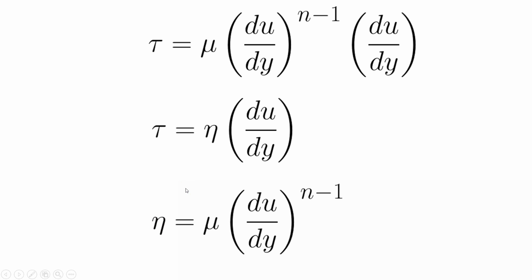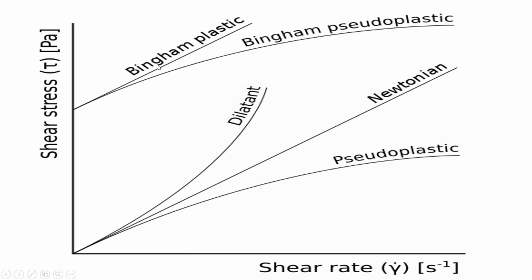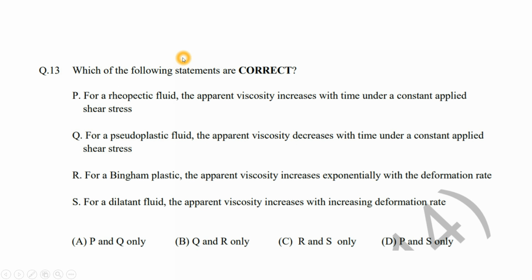You can see here, if we plot tau versus du upon dy, since it is a shear rate and tau is a shear stress, right, and we are getting a straight line in case of Bingham plastic fluid, that means eta should be constant. Now we will see further.